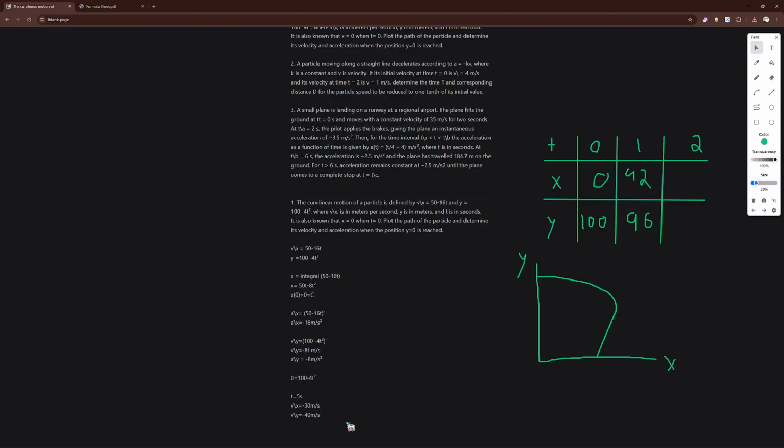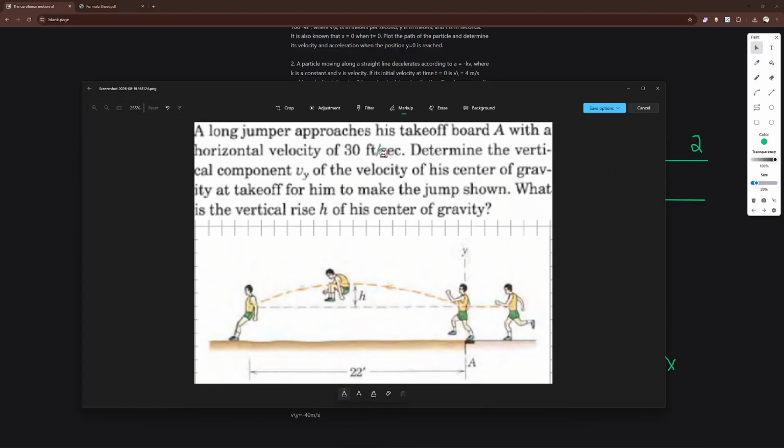Okay. Next question is going to be this one. We're looking at this question. A long jumper approaches his takeoff board A with a horizontal velocity of 30 feet per second. Determine the vertical component Vy of the velocity of his center of gravity at takeoff for him to make the jump shown. What is the vertical rise h of his center of gravity? As you can see here, the distance traveled is 22 inches horizontally. His horizontal velocity is 30 feet per second. We're looking for Vy, and also we're looking for h from his center of gravity.